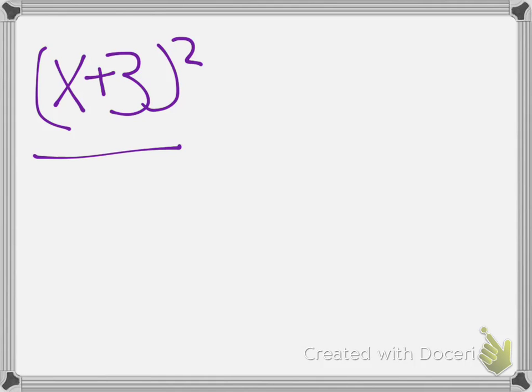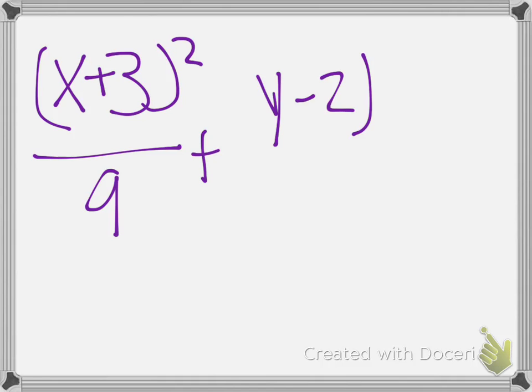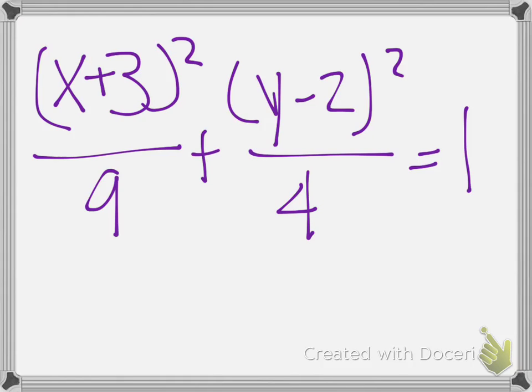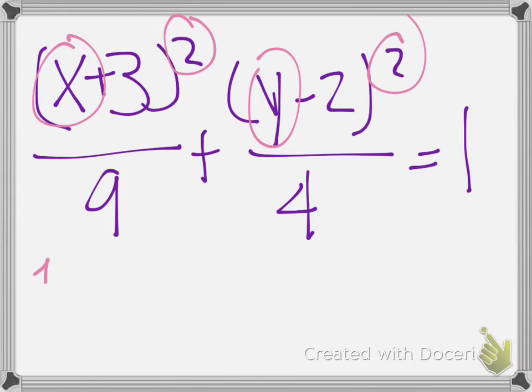So if you remember, our final equation from the problem was x plus 3 squared over 9 plus y minus 2 squared over 4 equals 1. So our first question, are x squared and y squared both present? So here is our x squared and then our y squared. So yes, they're both present. So 1 is checked off. Then the second question is, do x squared and y squared both have the same sign? So y squared is positive and x squared is also positive. So we can move on to the next question. Yes, they both have the same sign.